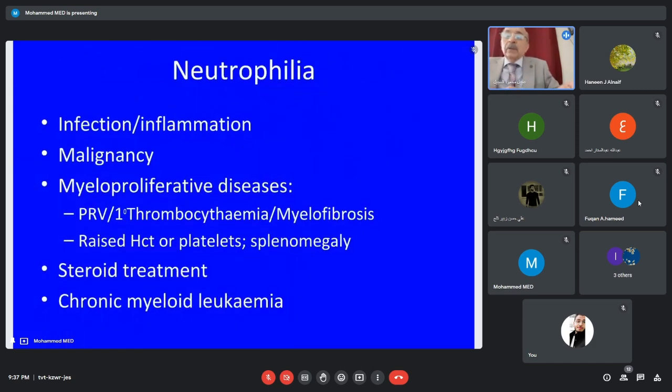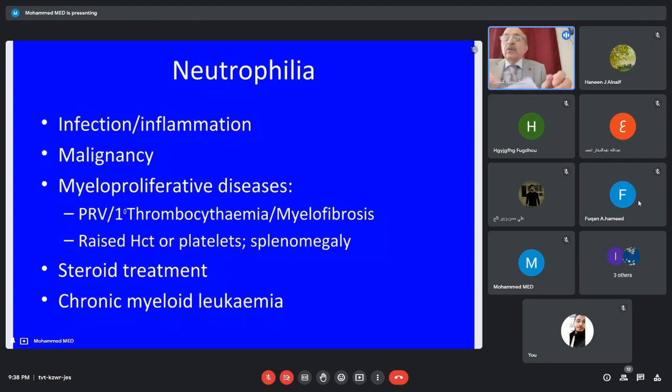Neutrophilia. When the neutrophils are high, again remember that all these indices can be seen on the complete blood picture. We are discussing the complete blood picture. If you remember the first slide we have seen, there is white blood cells, RBCs, etc. And in the white blood cells, the neutrophils, lymphocytes, etc. So if you find that the neutrophils are high, what are the possible causes? The commonest is infection, tonsillitis, pneumonia, lymphadenitis, etc., and inflammation.